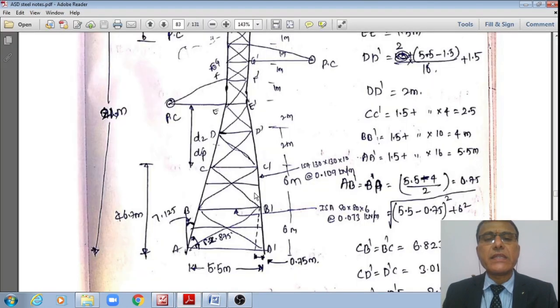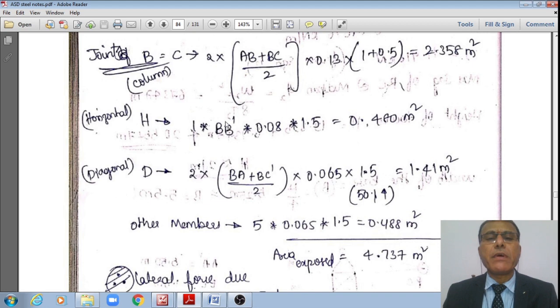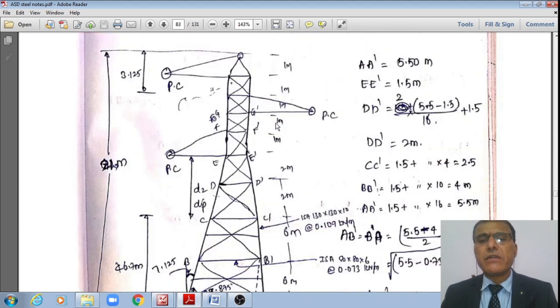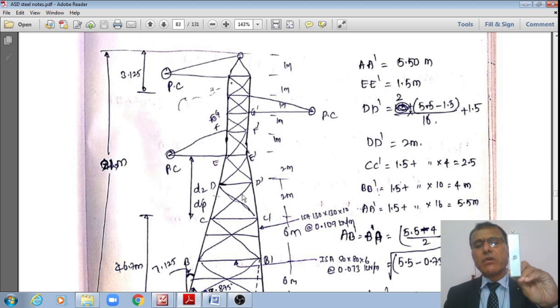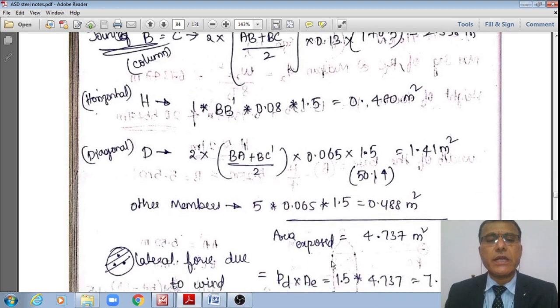Now I am calculating like this, right? Therefore BB prime is the horizontal, right? Therefore, the BB prime length, you have calculated. However, that section is assumed as 80 by 80 by 6 mm, that of this BB prime. All other members are now assumed as ISA 65 by 65 by 6 mm, nominal section, right?